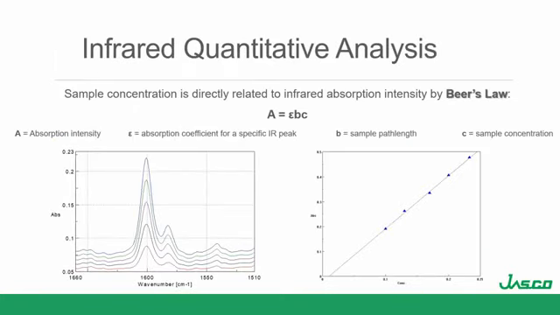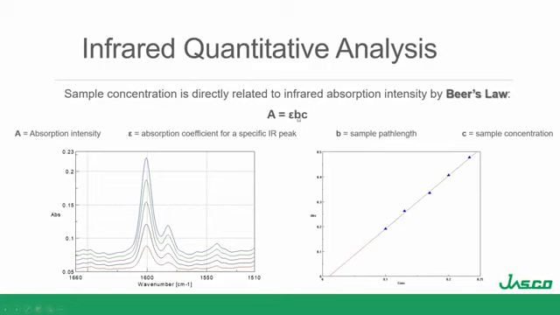For sample concentration, you can use Beer's law, and Beer's law is A equals epsilon bc. A is the absorbance, so that's the peak intensity. Epsilon is the absorption coefficient, which is unique from molecule to molecule. b is the path length, and c is the concentration. You won't be able to find epsilon without doing a concentration curve. The slope of this curve is going to be epsilon times b.